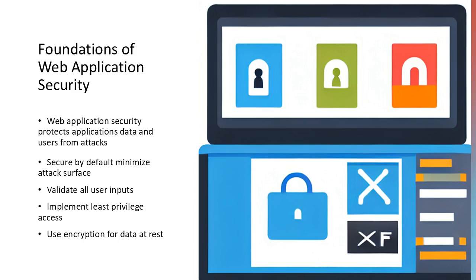Foundations of Web Application Security. Web application security protects applications' data and users from attacks. Secure by default. Minimize attack surface. Validate all user inputs. Implement least privilege access. Use encryption for data at rest.